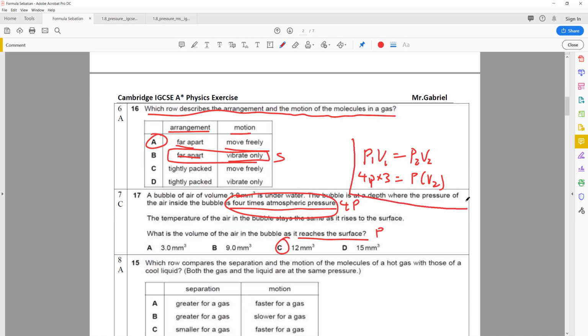This is how you're supposed to construct the formula for these kinds of questions. Of course, you have to understand that if they say there is 4 times the atmospheric pressure in the water, when it reaches the surface, only atmospheric pressure is acting on it, and thus it will only be P. So the key point here is to identify that here is 4P and here is P. Very important.